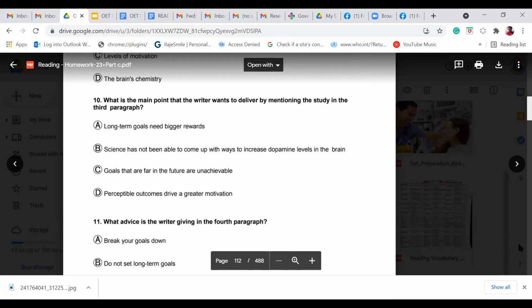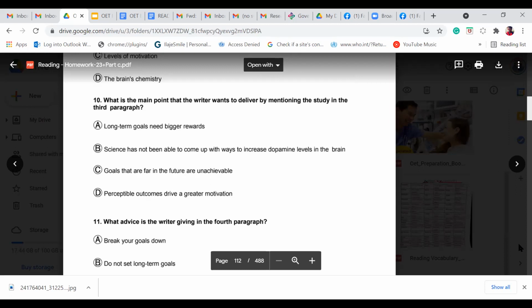What's the main point that the writer wants to deliver by mentioning the study in the third paragraph? So there was a study mentioned in the third paragraph. You're going to underline what study the writer is talking about, and what's the main point that the study is making. What I'm trying to do is interpret the question to the best of my understanding so it can help me to get the right answer. So look at the options.